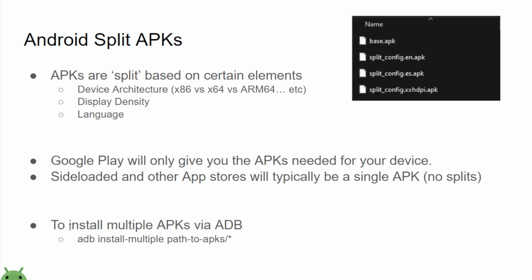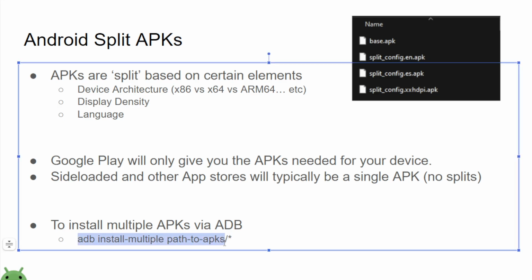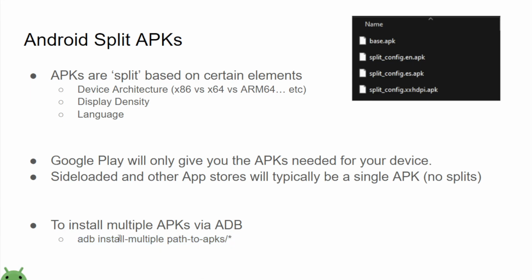To install multiple APKs on your device, you can follow this handy trick here where you do adb install-multiple path/APKs/*. Very simple. If you don't do that, then more than likely the app will actually crash because it needs all the APKs.